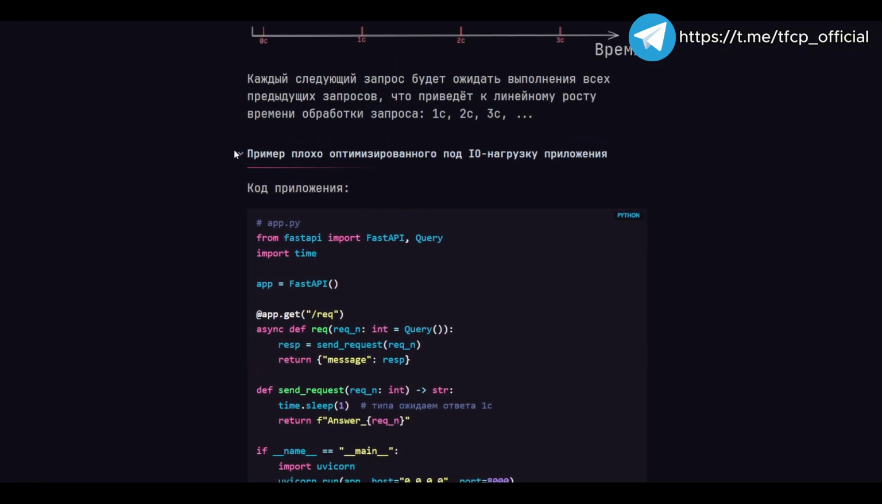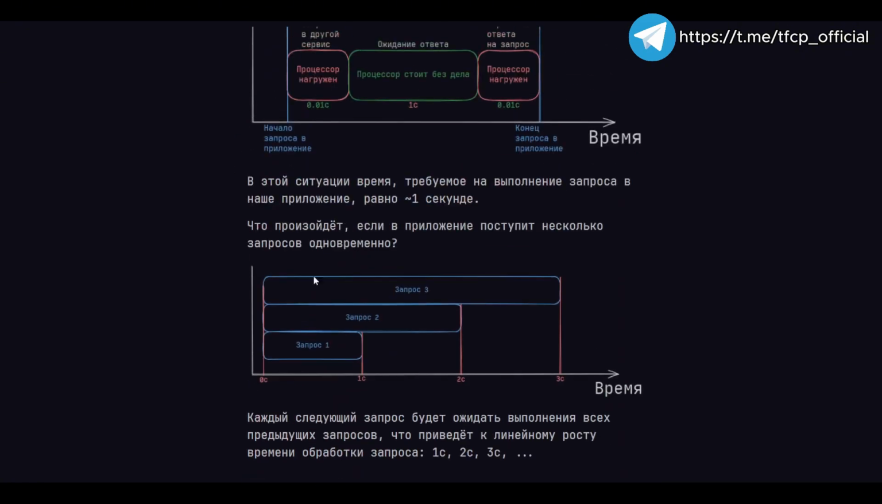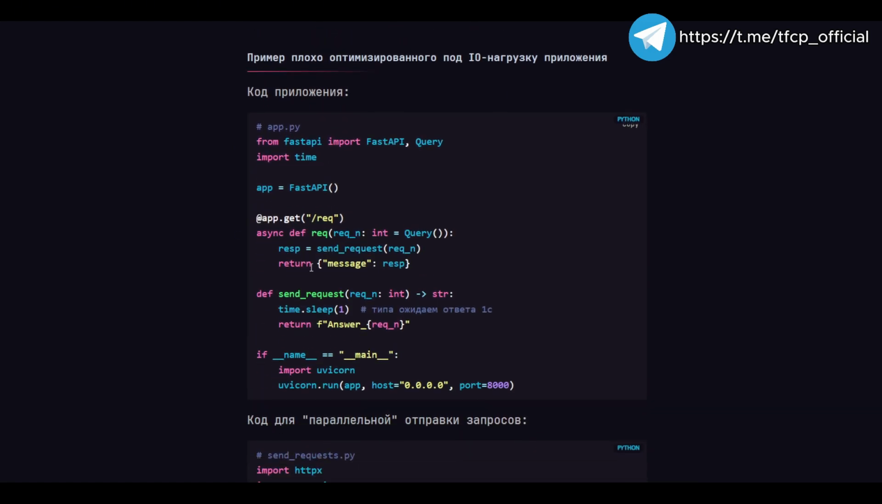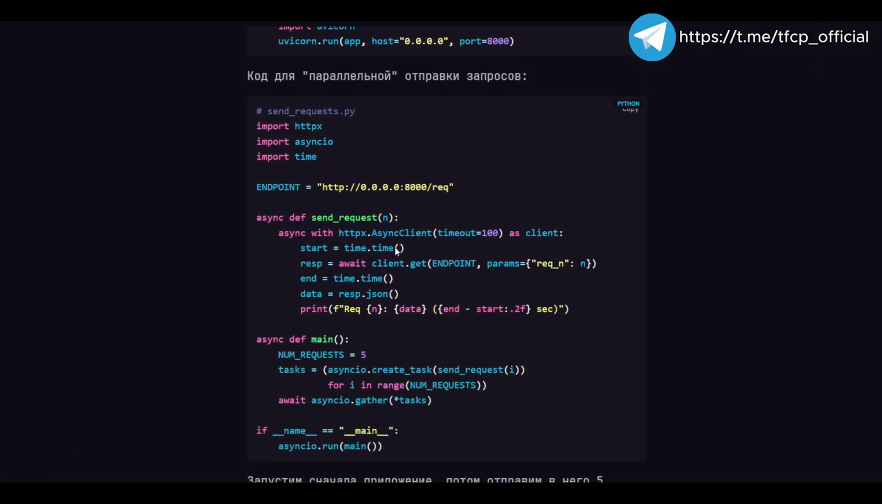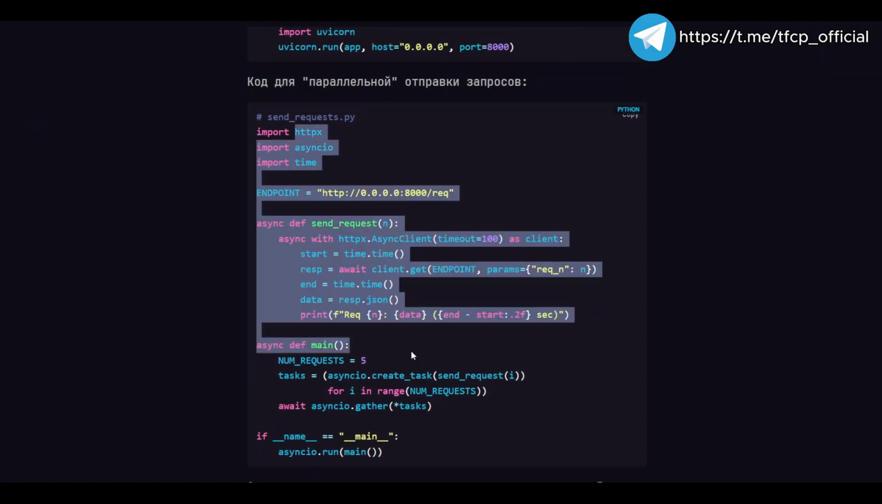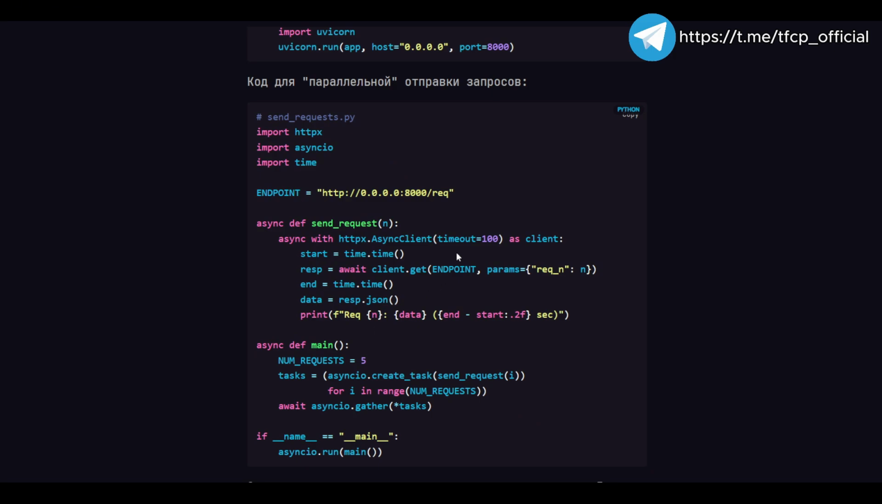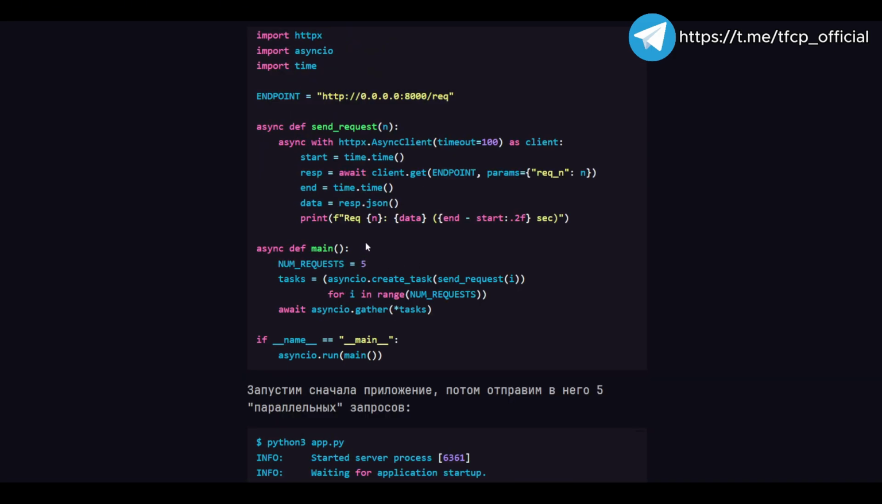This is not good. Here is a simple example of an application that effectively models this particular situation. This is a function that allows processing a request. Then here I have a function where I send a request to the server and wait for its response. But instead of sending, I just put a time sleep, setting it to 1 second. Here it returns to us like this. And also, here is the code for parallel request sending. We won't look into it too closely. It can just release requests into our application in parallel.